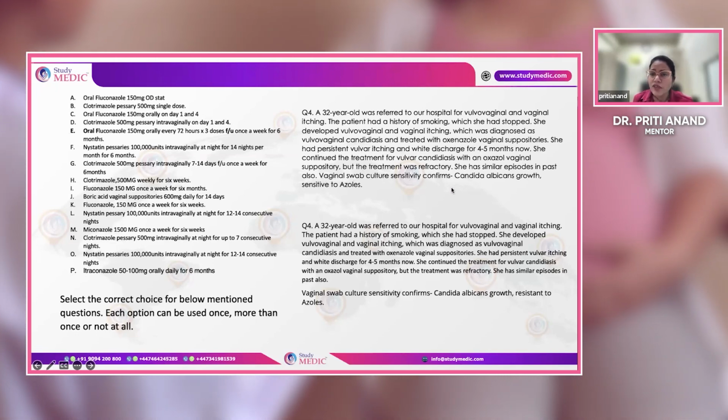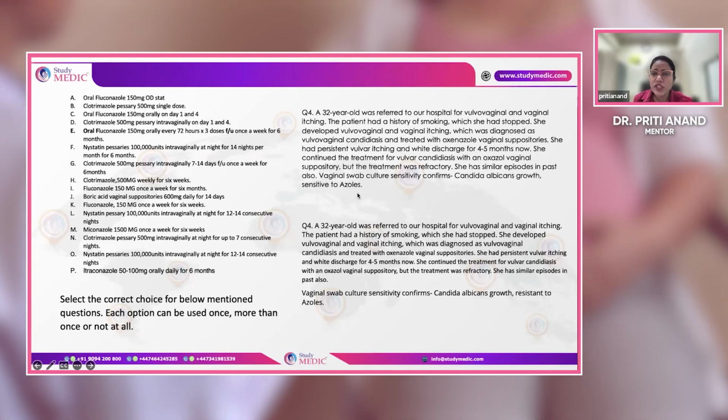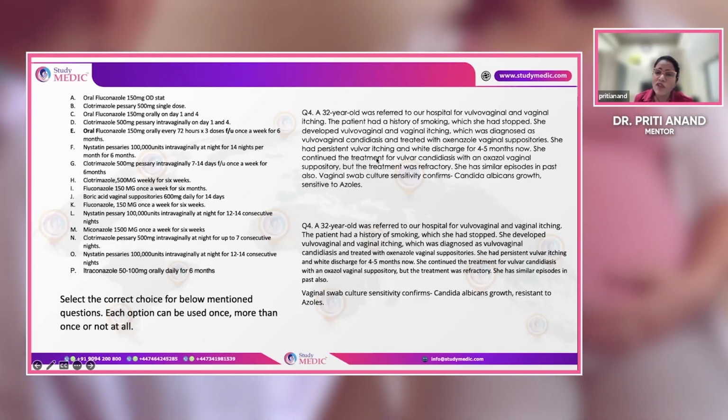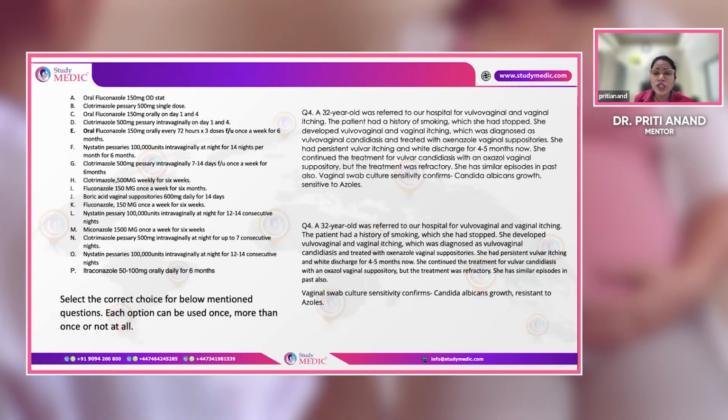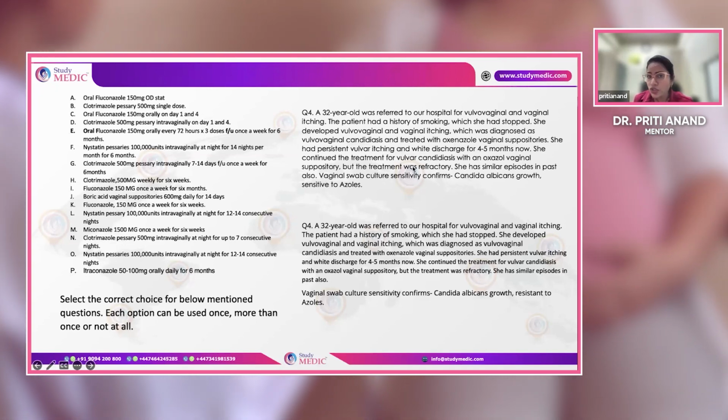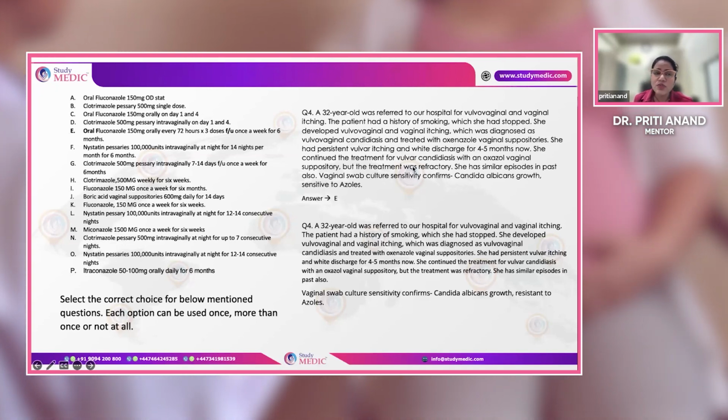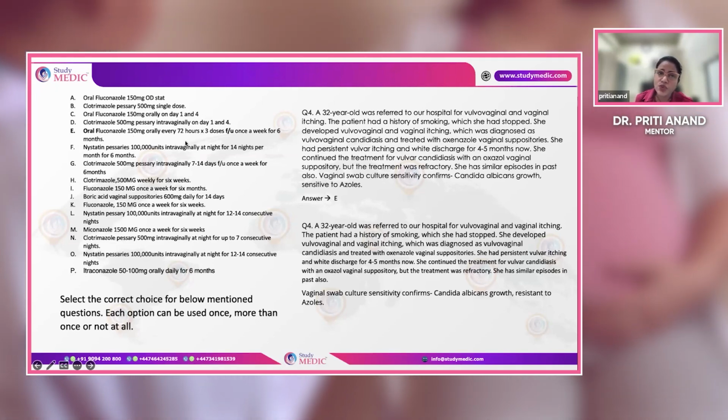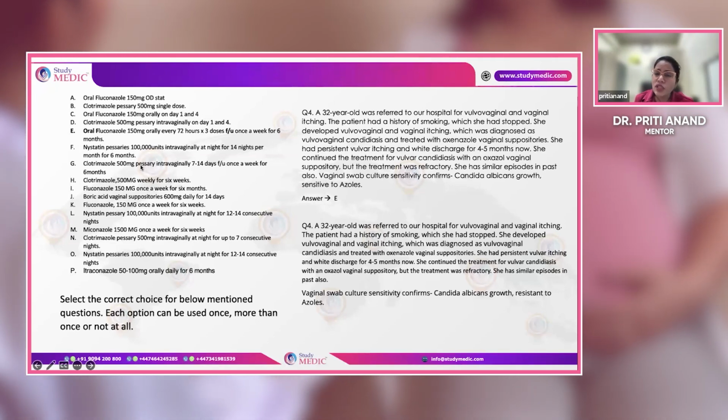Vaginal swab sensitivity confirms Candida albicans, which is sensitive to azoles. Now, she has already used the vaginal suppositories of azoles, which is not helping her, and she is now a recurrent case. She is also not pregnant. So, in this case, we can start with oral fluconazole, 150 milligram, 3 doses, 72 hours apart, and then once a week for 6 months.